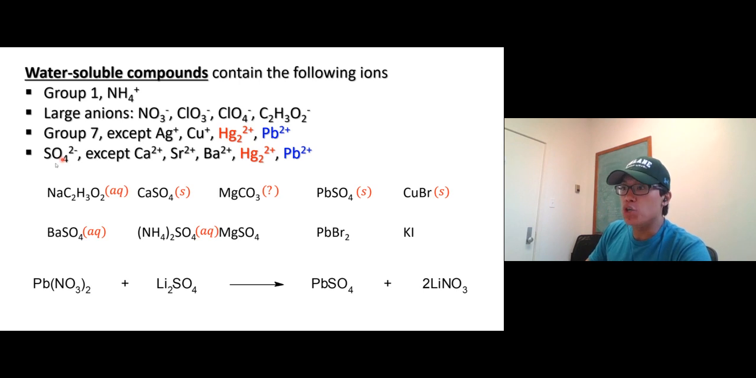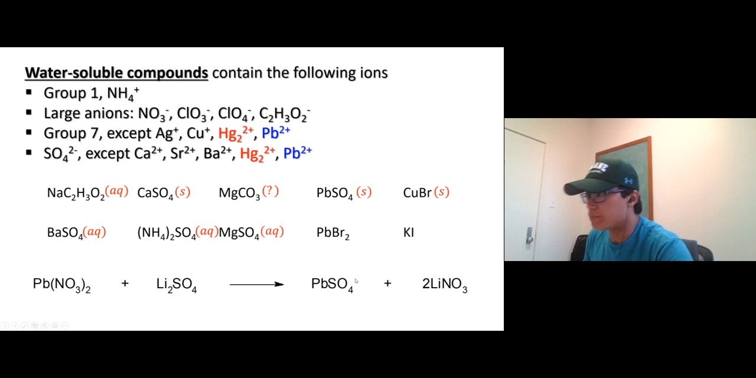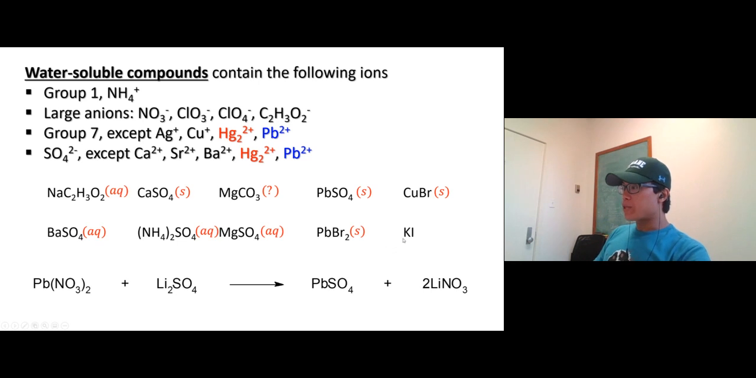Magnesium sulfate. Sulfate is usually soluble in water. Do you see any magnesium in the exceptions? Nope. So this is soluble. Magnesium sulfate is soluble. Lead bromide. Watch out, go back to group 7: usually water soluble except silver, copper, mercury, lead. We have lead right there. Next one, potassium, group 1, potassium iodide. Group 7 is usually soluble, and potassium is not one of the exceptions. And in the chemical equation, we got lead nitrate, soluble.